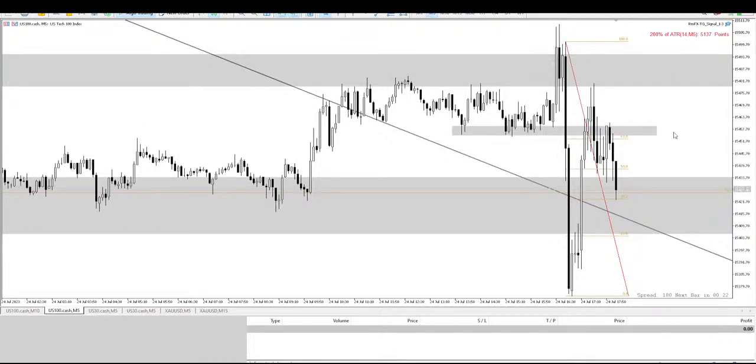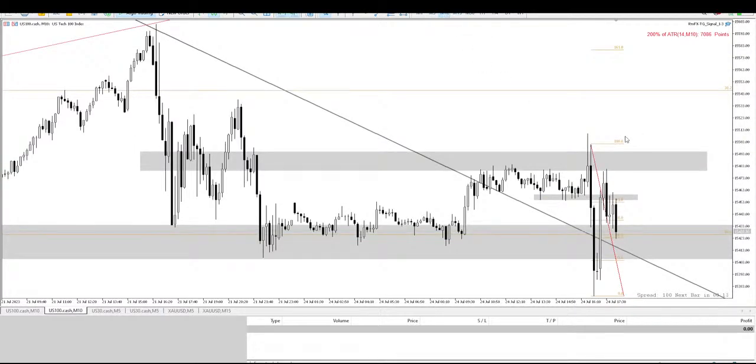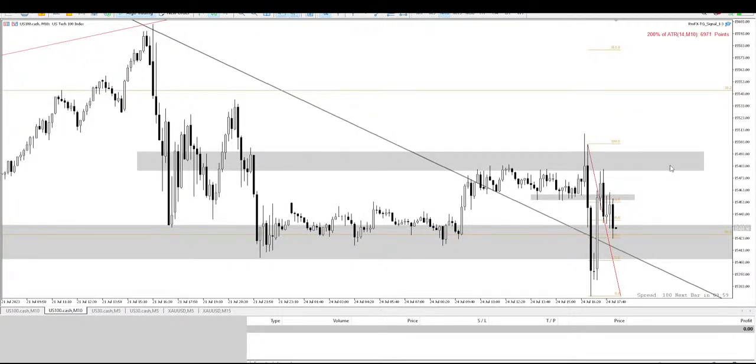All right, so we had this pullback, tested the 50, starting to show some rejection off of this level again. Let's see if that holds. Getting a long off of this level would be good, because if it starts testing the upper range here, then at least we could probably break even or something. But let's see.